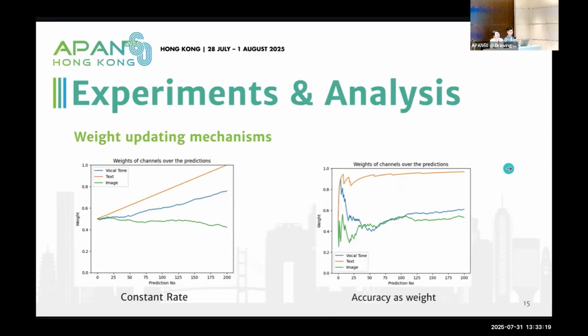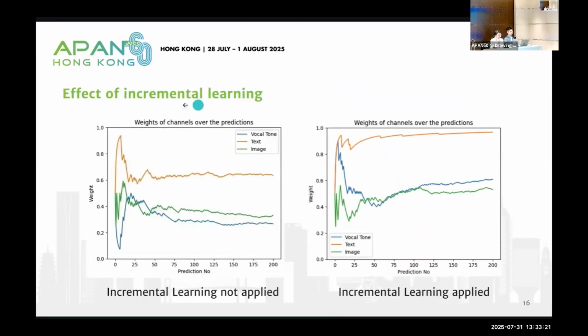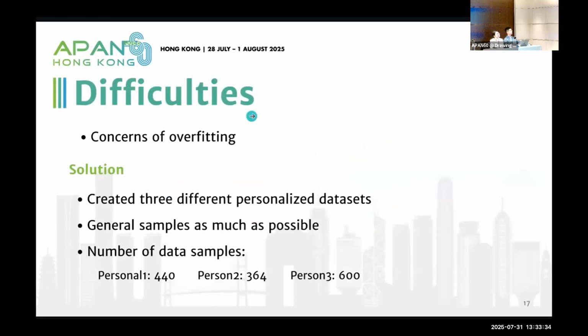Let's now look at how incremental learning affects the prediction. Initially, weights decreased over multiple predictions, but after applying incremental learning, the weight values started increasing, reflecting better adaptation to personalized data. So talking about difficulties, one of the key challenges was overfitting. To mitigate this, we created three distinct personalized datasets and generalized them using techniques like adding background noise and changing image backgrounds. This helped to improve model robustness.